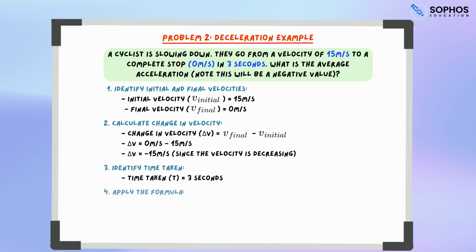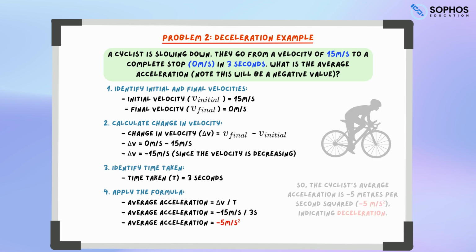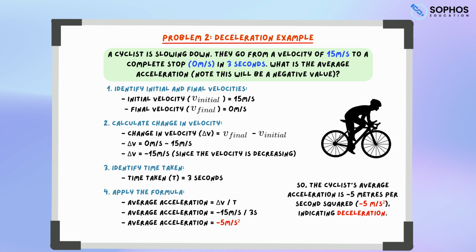Now we apply the formula: average acceleration equals change in velocity over time. Substituting in the values, we get average acceleration equals minus 15 over 3, which gives us minus 5. So the cyclist's average acceleration is minus 5 meters per second squared, indicating deceleration.